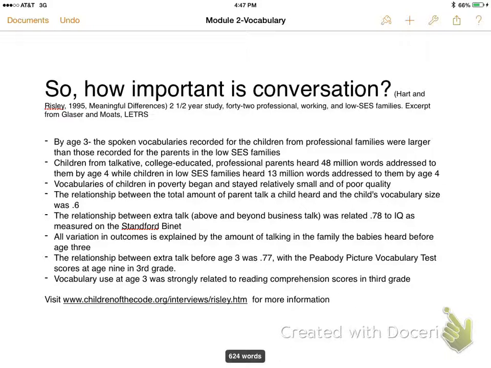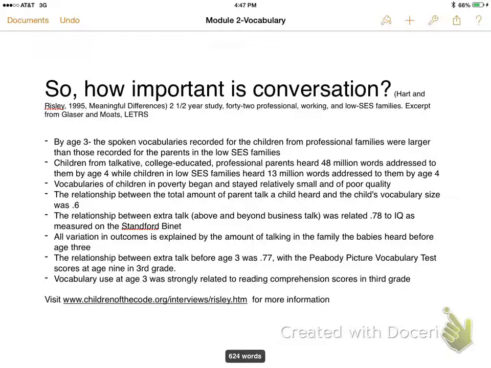Hart and Risley in 1995 did a study, and it was a 2.5-year study. They looked at families, from professional families, working families, low socioeconomic families. And here are some results of the study that they found. By age 3, the spoken vocabularies recorded for the children of the professional families were larger than those recorded from the parents of the low socioeconomic families.